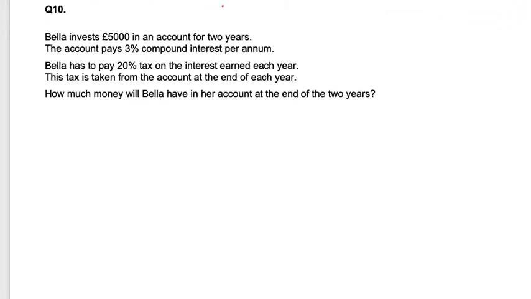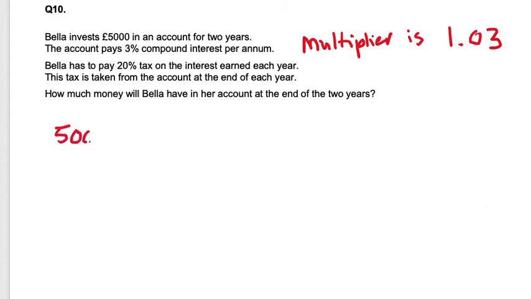10. Account pays 3% compound interest, so the multiplier is 1.03. It's interest, it's going up. It's not depreciation, it is going up, it's compound interest. So what have we got? We've got £5,000.